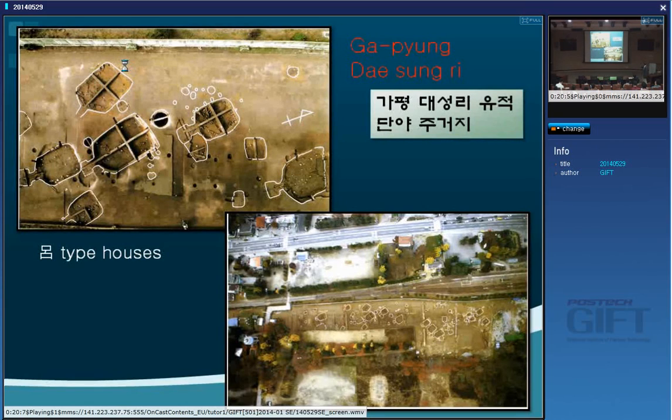This is the Gapyeong Daesongri site. And this is the pit house. This type is very unique, and the house type is pentagon style. And this is the village. From the first excavation, this place was excavated, and the next excavation, this place was excavated.